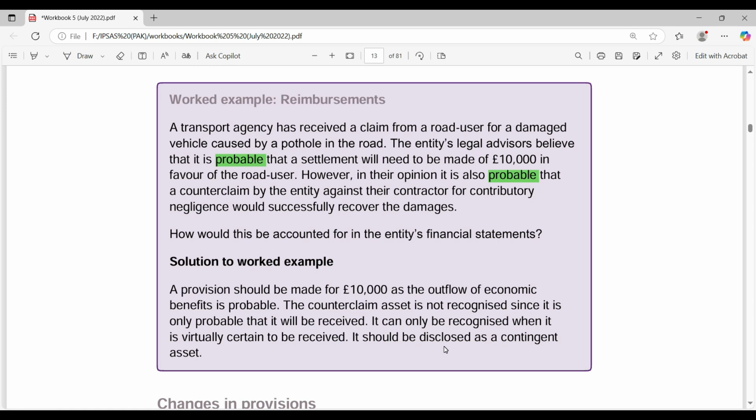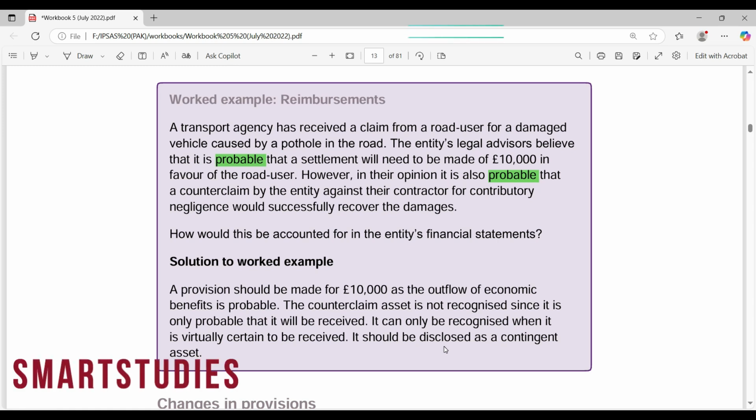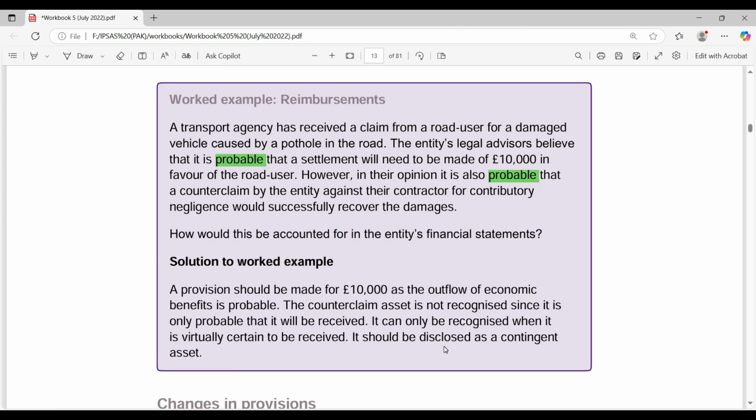A transport agency has a claim from a road user for a damaged vehicle caused by a pothole in the road. The entity's legal advisor believes that it is probable that a settlement will need to be made of 10,000 in favor of the road user. However, in parallel, it is also probable that a counterclaim by the entity against their contractor for contributory negligence would successfully recover the damage.